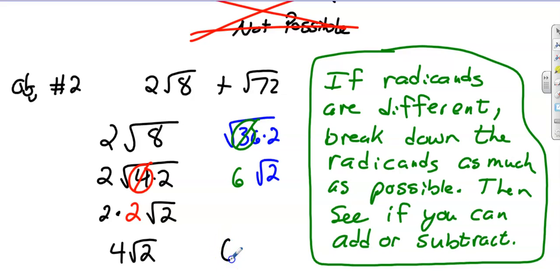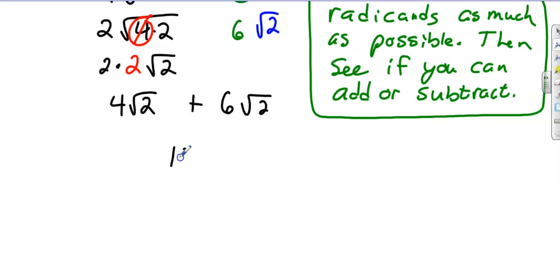So now you're going to do 4 square root of 2 plus 6 square root of 2. Now you do have the same radicands. So then you can take the 4 plus 6, add it together, and make it 10 square root of 2.